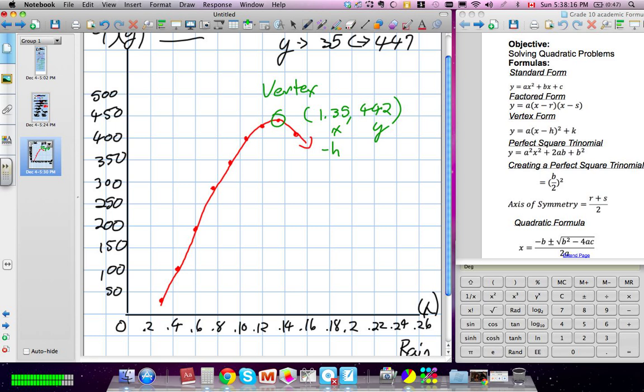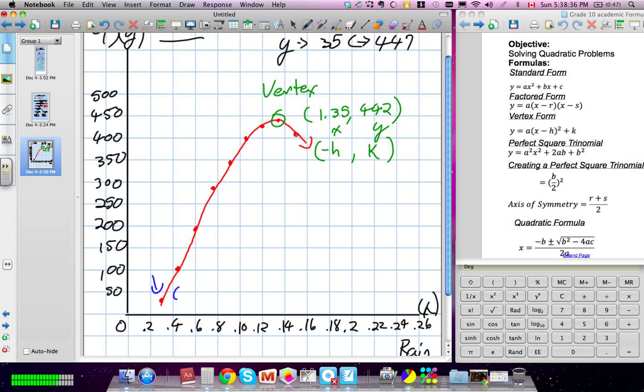I guess the first one. 0.3 and 35. You know what? I like that point too. It's relatively a round one. So we got 0.3. And what was the other value? 35? So they're going to represent in our vertex form the x and the y value, right?